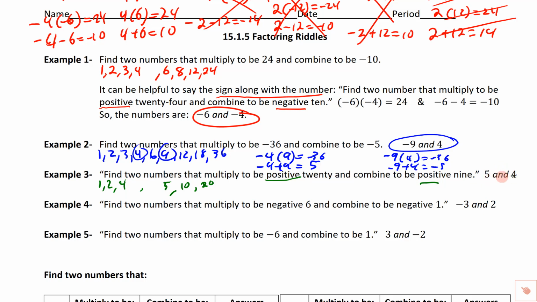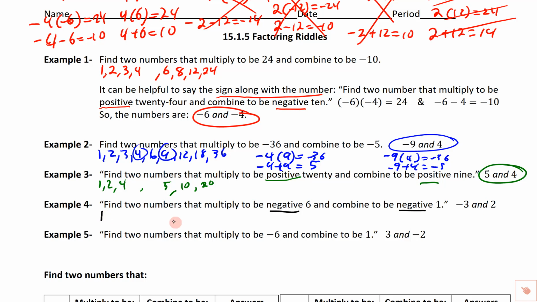So we're going to use both the positive ones. Remember, they multiply to be a positive and they combine to be a positive. That means they both got to be positive. Okay, find two numbers that multiply to be negative 6 and combine to be negative 1. So multiply to be negative 6 and combine to be negative 1.